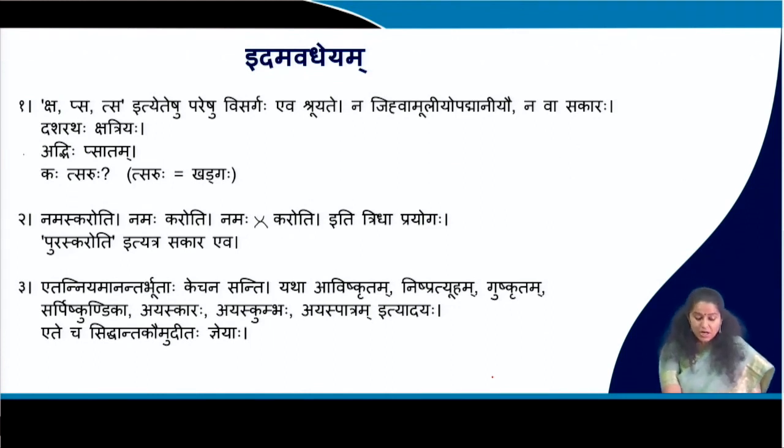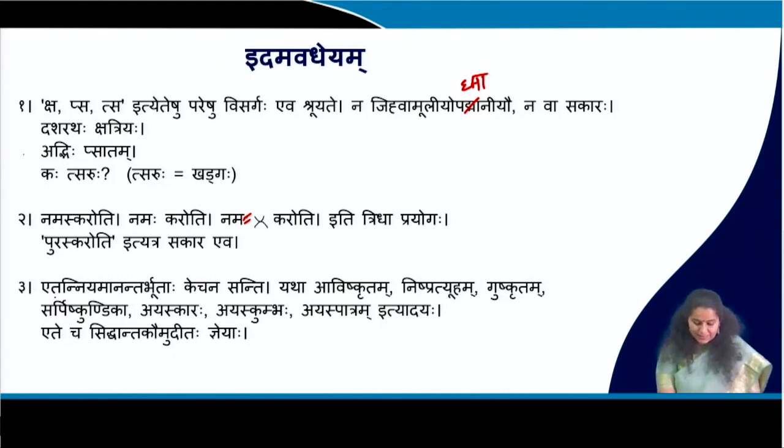Idam avadheyam atra. So kshap, sap, sa ityeteshu pareshu visargah eva shruyate. Na jihva muliyo padmaniyo. It's a mahaprana there, tatra. So jihva muliyo padmaniyo nava sakaraha. Okay, so for example, Dasharataha kshatriyaha will remain as such. Adbhihi satam will remain as such. Kaha saruhu. Saruhu means the khadgaha or the sword will remain as such. Okay, there is none of these other rules that we've looked at will apply. Now, namaskaroti has various possibilities. It can either remain namaha karoti or namak karoti, in which case the visarga will have to go. It becomes namak karoti. Iti tridha prayoga. All are acceptable. Similarly, with puraskaroti ityatra sakara eva bhavati. So, although it's puraha karoti, it will not get the other options like in namaha karoti.